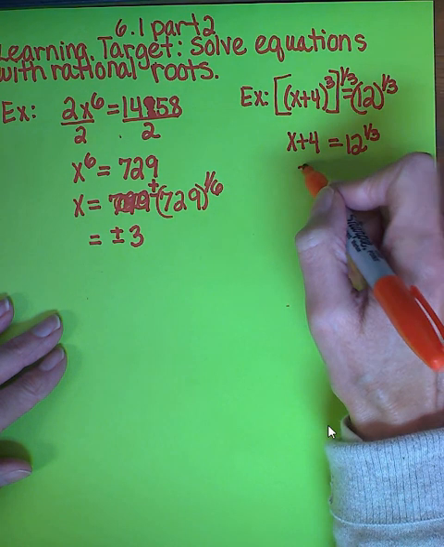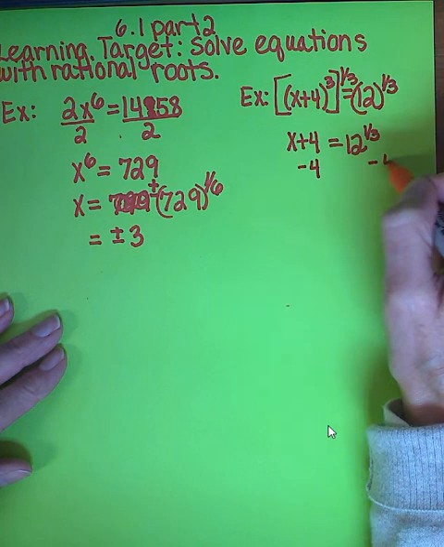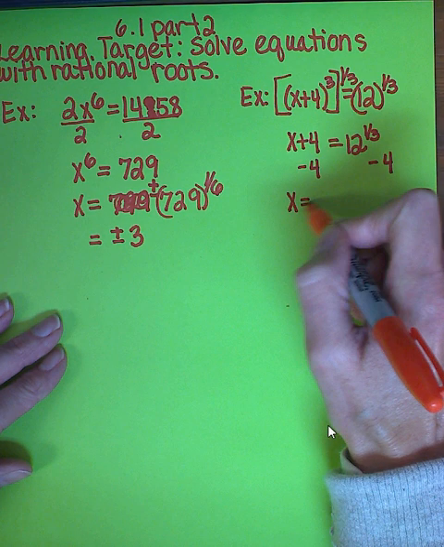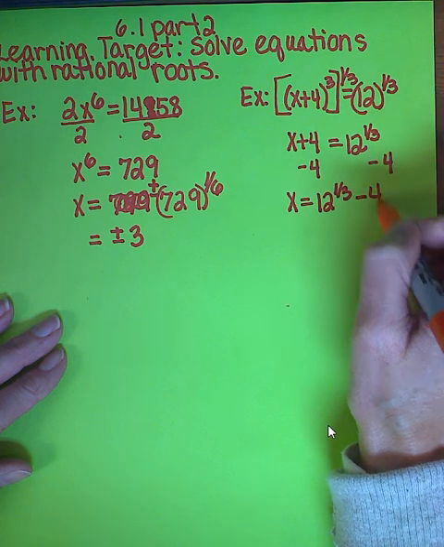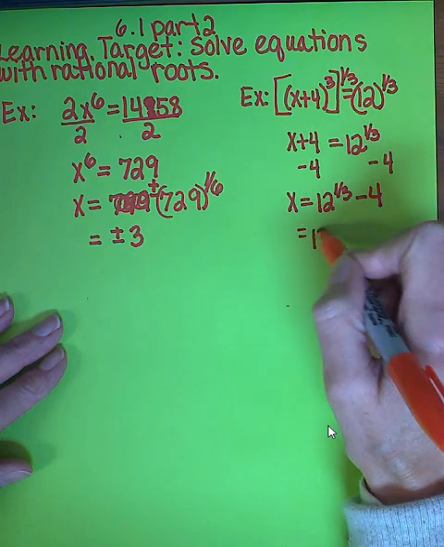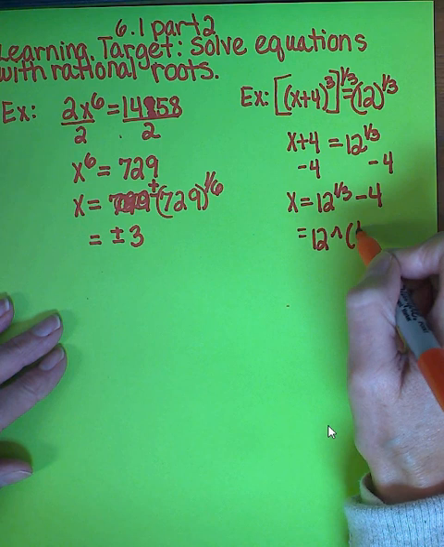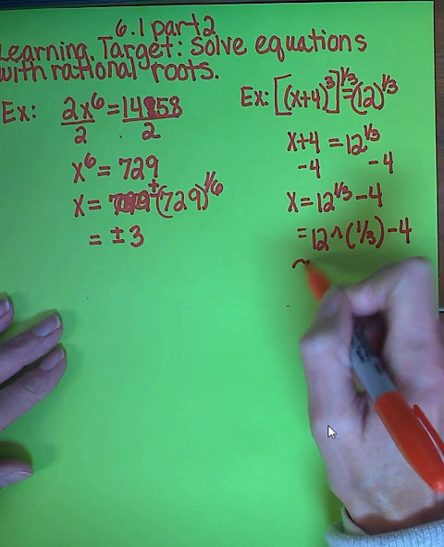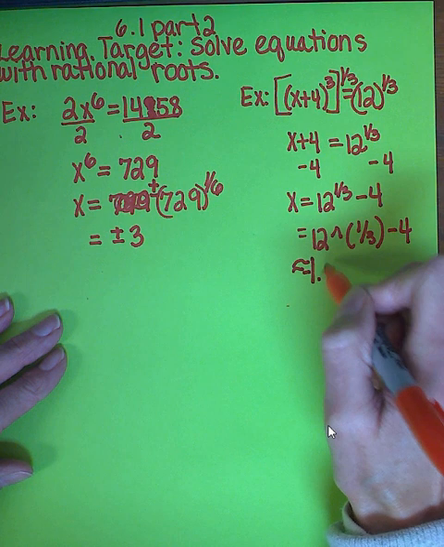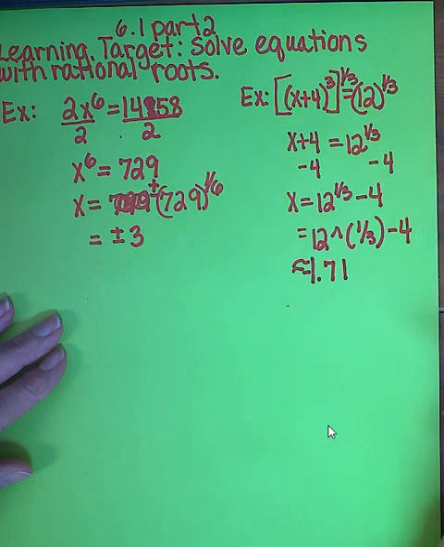And then, just like always, I'm going to do the opposite and subtract over my 4. And again, I'm just going to enter this in my calculator. You would do 12 caret 1 divided by 3 minus 4. And that's going to give me negative 1.71 approximately. It'll be a decimal that I'll round.